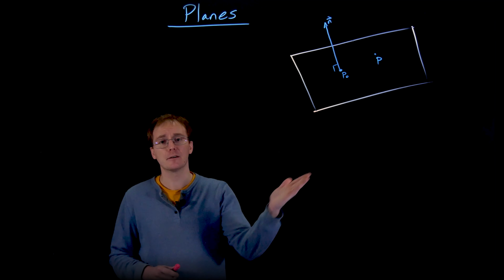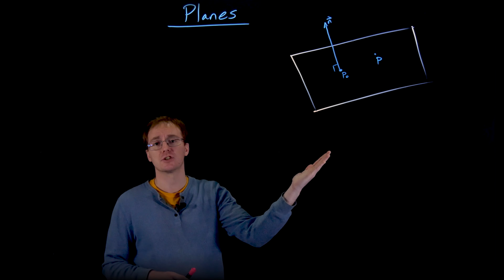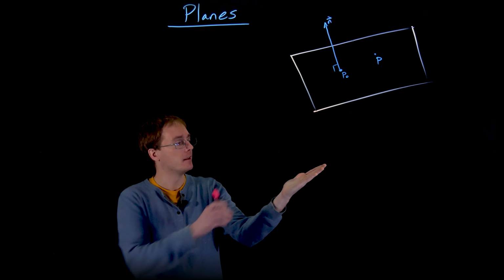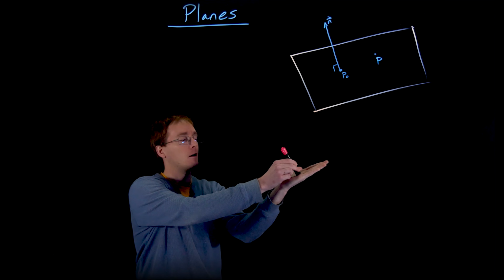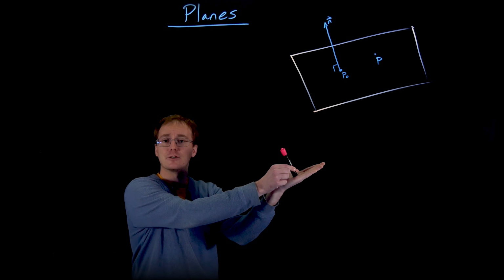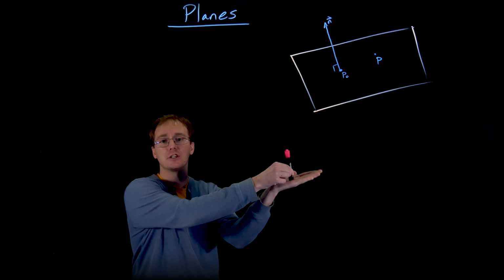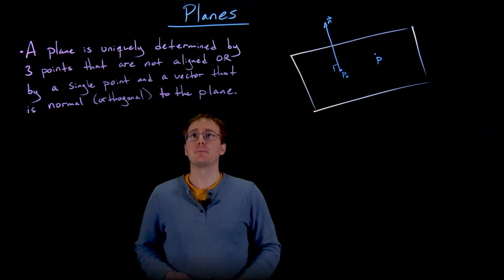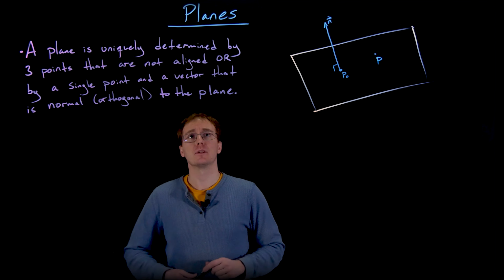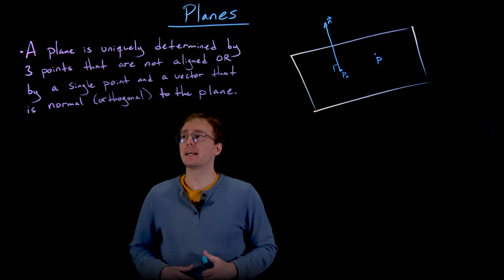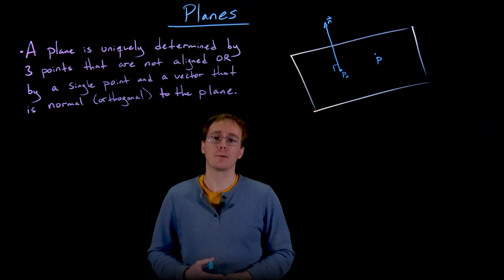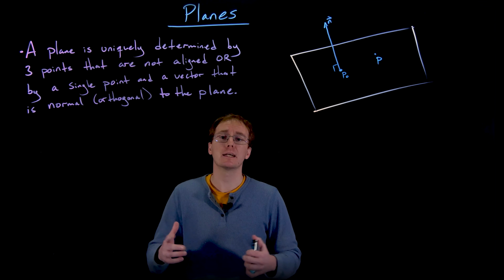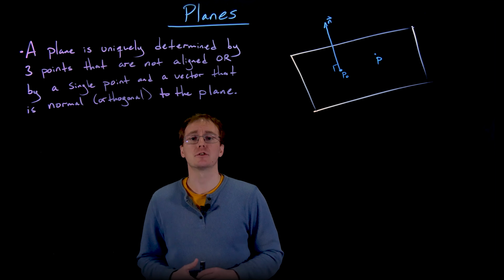a plane. If we think of my hand as a plane, remember a plane is just like an infinitely big flat piece of paper in three-dimensional space, then the normal vector is the vector that comes out orthogonally from our plane at a 90-degree angle, and it gives us the orientation or tilt or angle of our plane. So a plane is uniquely determined by 3 points that are not aligned or lying in a single line, or by a single point and a vector that is normal or orthogonal to our plane. And it's really that second set of information that is going to help us create the vector and scalar equations for a plane.